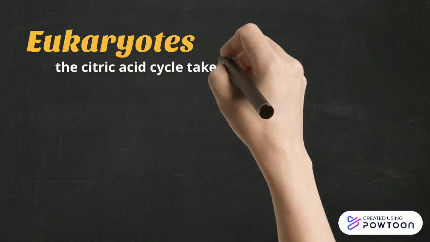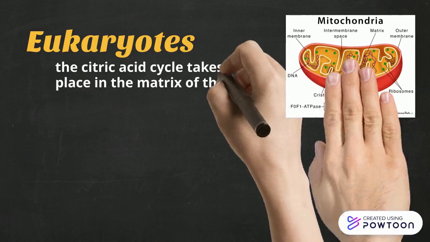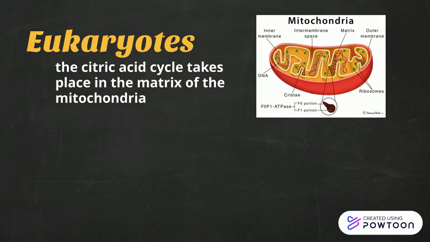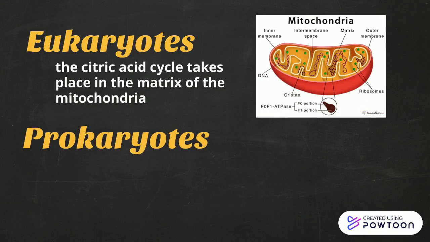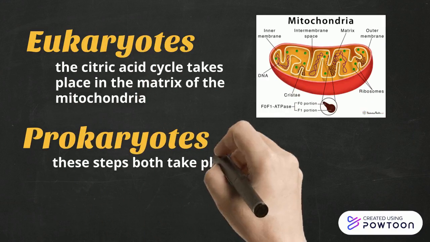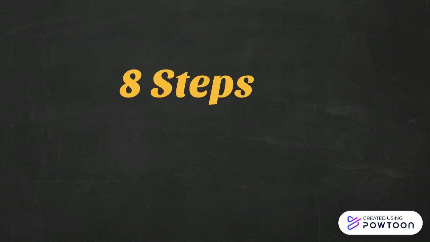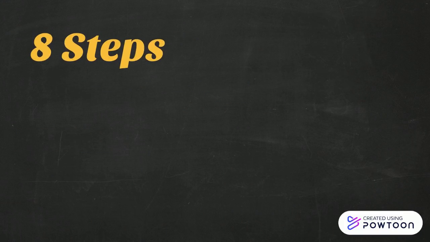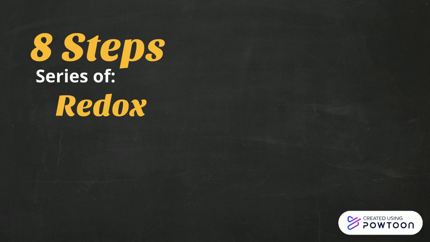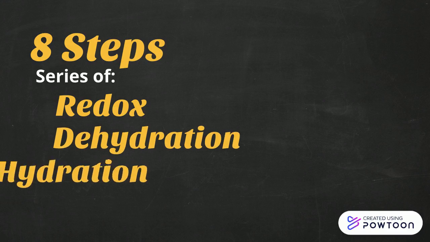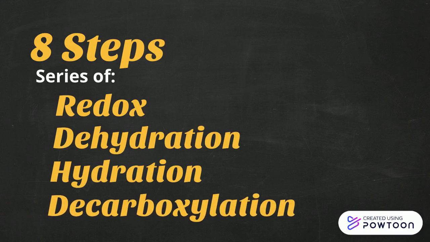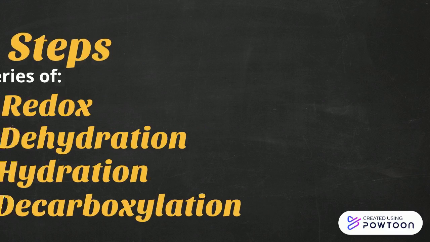In eukaryotes, the citric acid cycle takes place in the matrix of the mitochondria. However, in prokaryotes, these steps both take place in the cytoplasm. The 8 steps of the citric acid cycle are a series of redox, dehydration, hydration, and decarboxylation reactions.